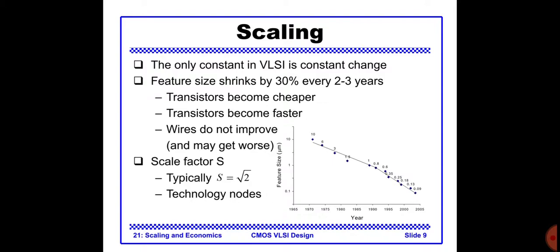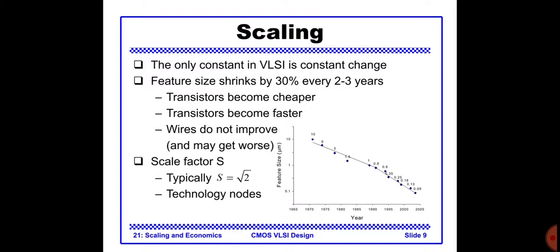The scaling. The only constant in VLSI is constant change. Feature size shrinks by 30% every 2 to 3 years. The transistors become cheaper, the transistors become faster, wires do not improve and may get worse. The scale factor S: typically S is equal to square root of 2.